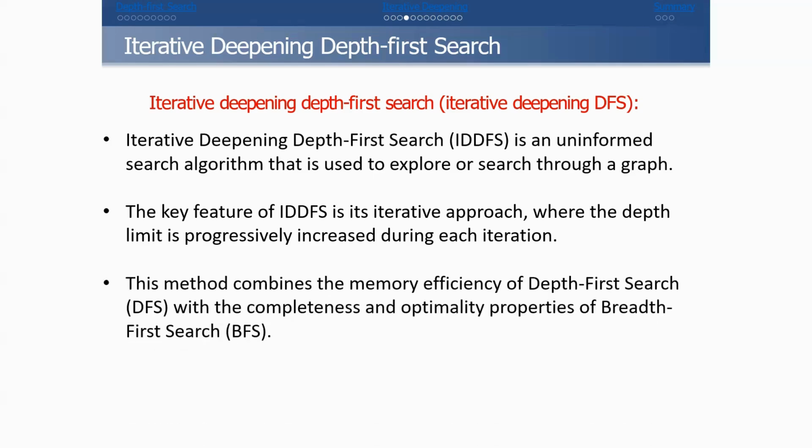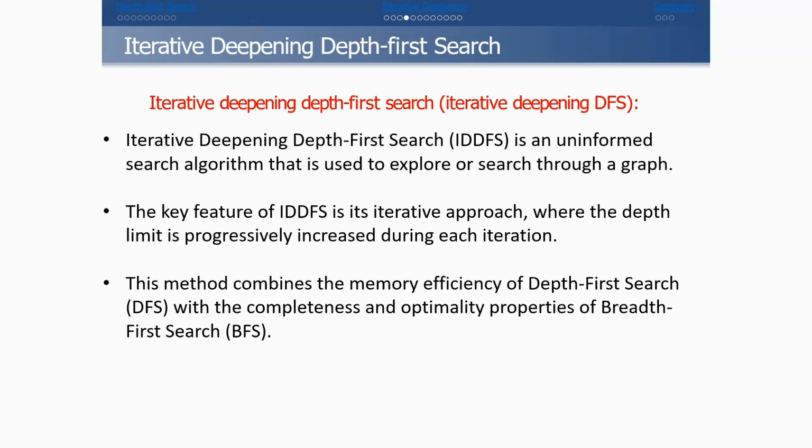This method combines the memory efficiency of depth-first search, DFS, with the completeness and optimality properties of breadth-first search. So we can say, memory efficiency, like we have that. DFS is known for its low memory usage, right? Because it only needs to store the current path from the root to the current node. And IDDFS retains this advantage as each individual DLDFS is as efficient as DFS.